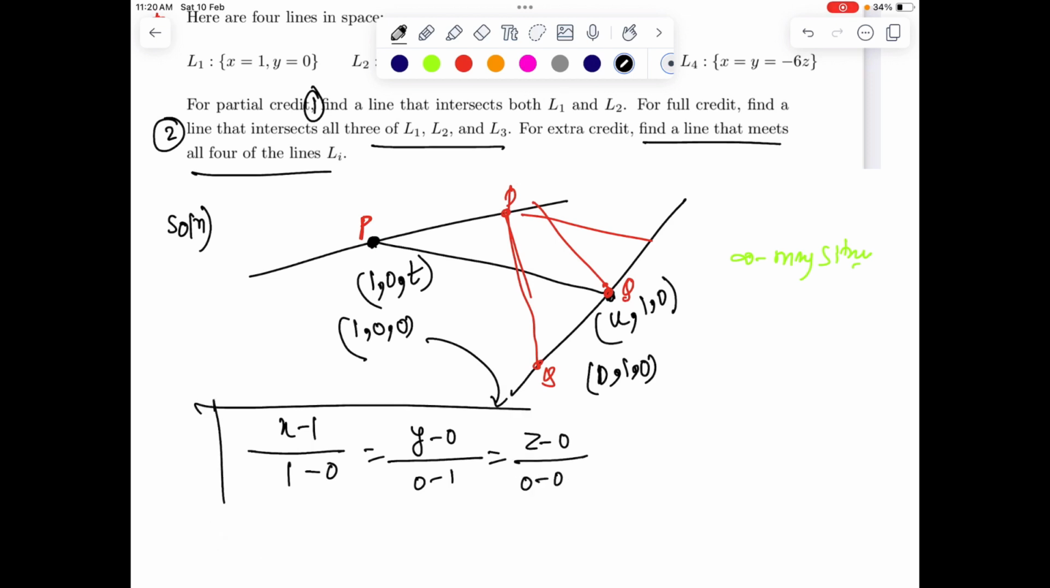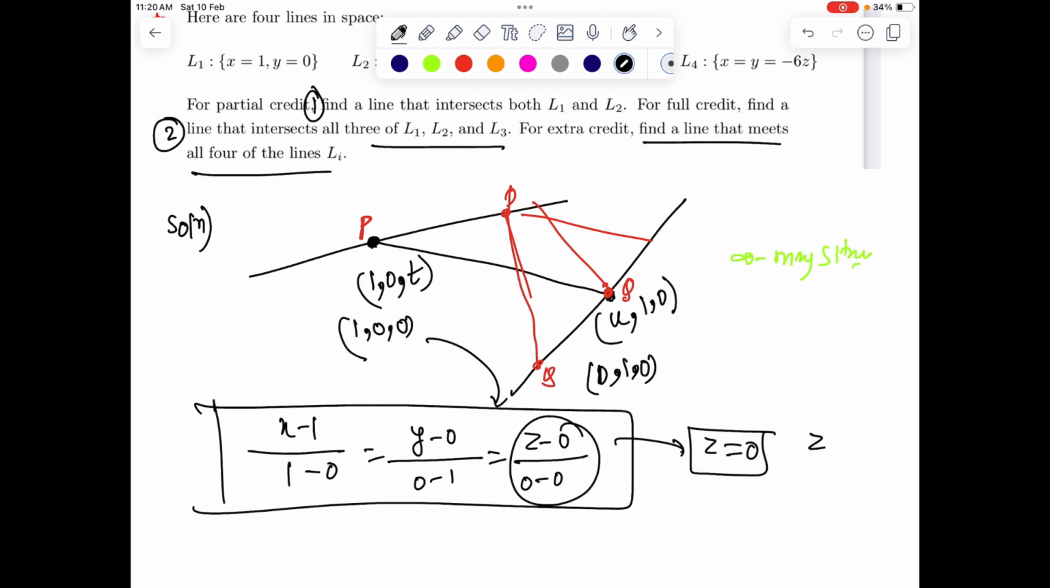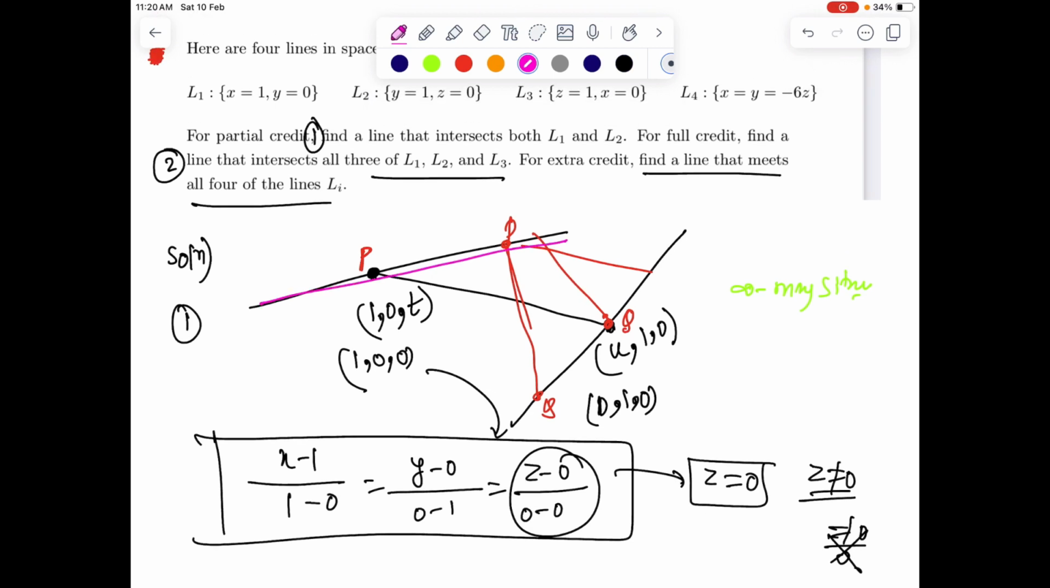(x minus 1) by (1 minus 0) is (y minus 0) by (0 minus 1) is (z minus 0) by (0 minus 0). What does this signify? The z coordinate of this line must be 0, right? Because if z is non-zero, this term, non-zero by 0, will not be defined. So for the first part, there will be infinitely many solutions.